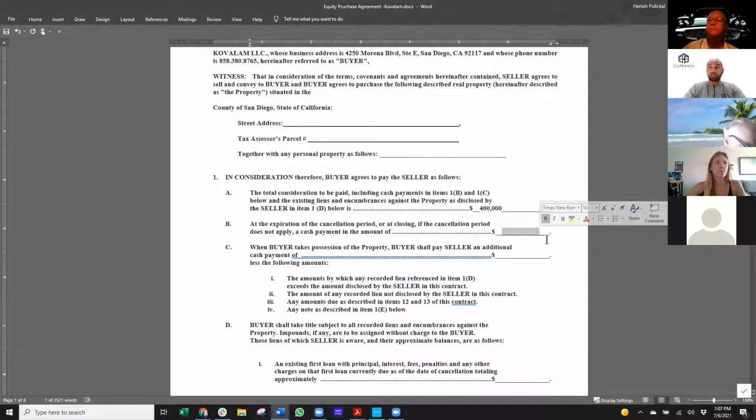So let's say this number is going to be $10,000. When they sign the contract after 5 days, we're going to pay them $10,000. Keep that in mind. This is just a hypothetical situation.